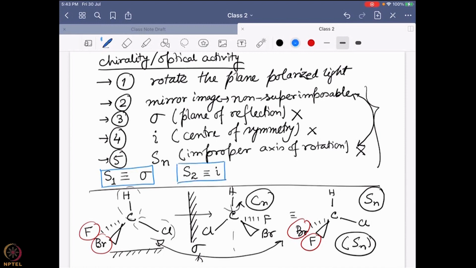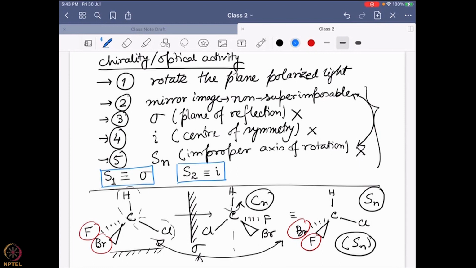If you have an S2 system or a center of symmetry, you also cannot have a chiral molecule, because the mirror image will be superimposable on the original molecule. So with that respect, we can figure it out. All these 4 corollaries, 2, 3, 4, 5, are nothing but the same thing defined in different ways. So from there, we find out that what we need to find is whether the molecule has an SN or not.